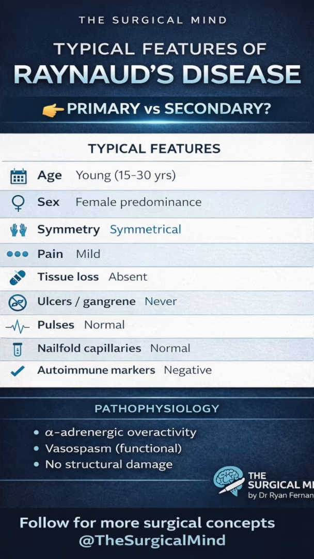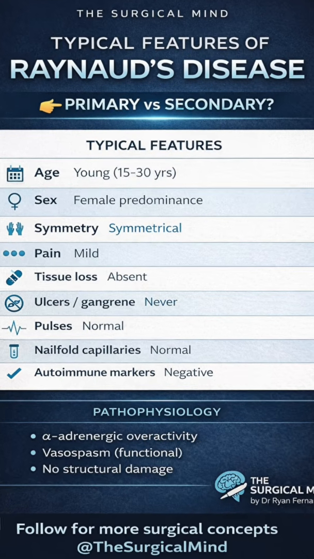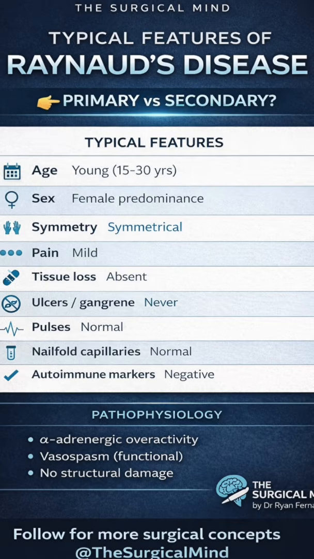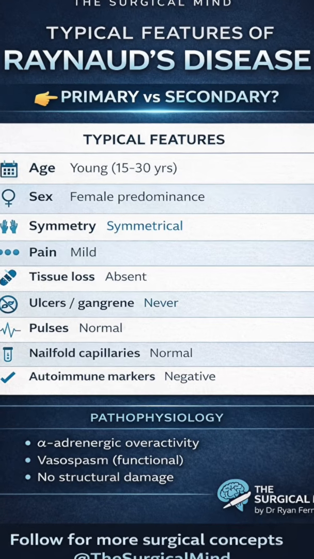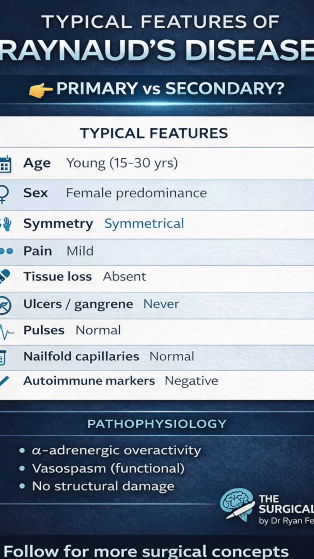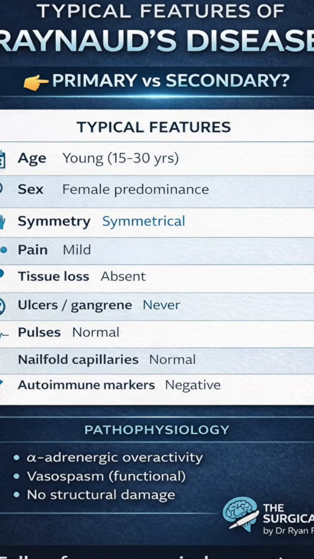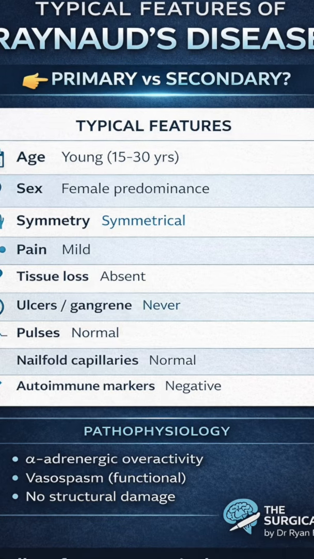Raynaud's disease is primary Raynaud's phenomenon. Here there is no underlying disease, it's just functional vasospasm. For example, take a woman 15 to 30 years of age, presents with fingers initially turning white, then blue and then red. She has no ulcers, no gangrene, mild pain and normal pulses. This is mainly due to exaggerated alpha-adrenergic vasoconstriction, but there is no structural vessel wall damage. Very important to remember, Raynaud's disease is a disease of exclusion.